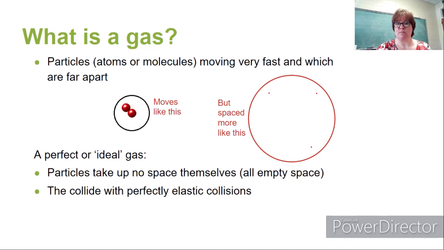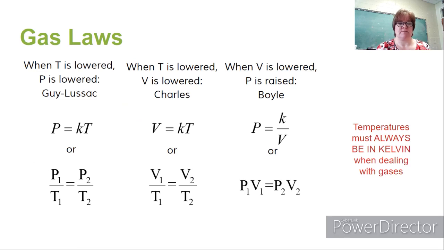They don't take up any space themselves. So while they move like this, their spacing is more like this. In other words, the diameter of the particle itself is much smaller than the distance between 2 particles. In fact, if we're talking about an ideal gas, there is no diameter to it. It takes up no space. Of course, that's impossible, but the idea is that it's so incredibly small that we can say effectively no volume to the particle itself, so all of the space is just emptiness.